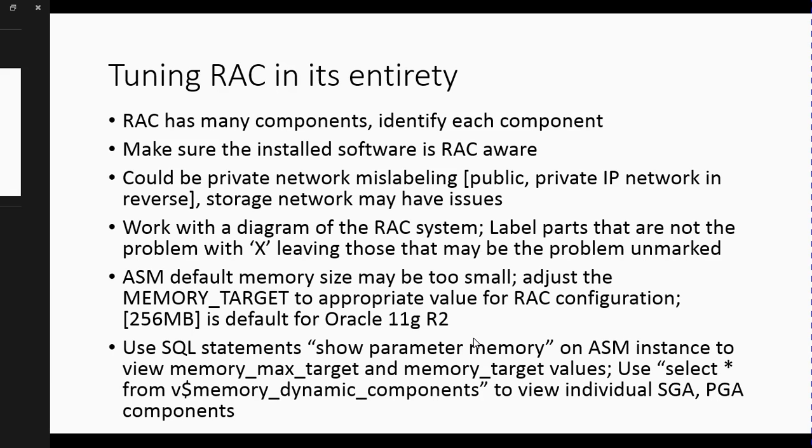Another thing you should consider is your ASM instance that will be installed, which you'll be using for storage with RAC. You need to consider what size the memory for the ASM is. By default, ASM gives you 256 megabytes of memory space. So if you find yourself adding more and more nodes, then you need to adjust the memory size for ASM, which is the memory target parameter. You would be able to go in and issue a command to resize the ASM memory size.